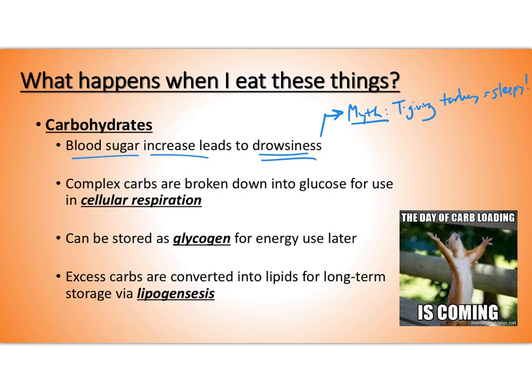So this year at Thanksgiving, when your annoying Uncle Randy is all like, well, you know why you're sleepy? It's turkey. Tell him, no, you're wrong, Randy. It's because of all those carbs we just ate instead.